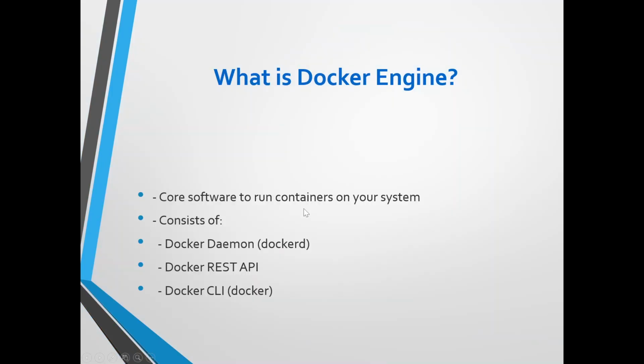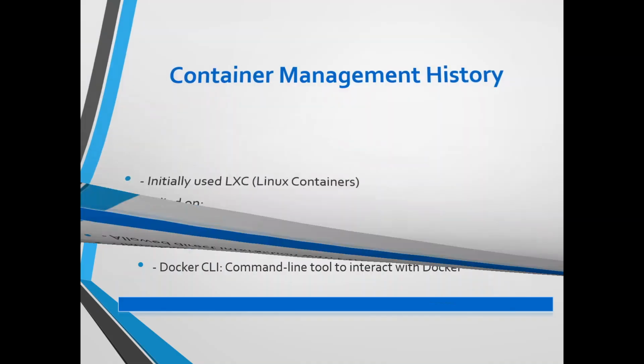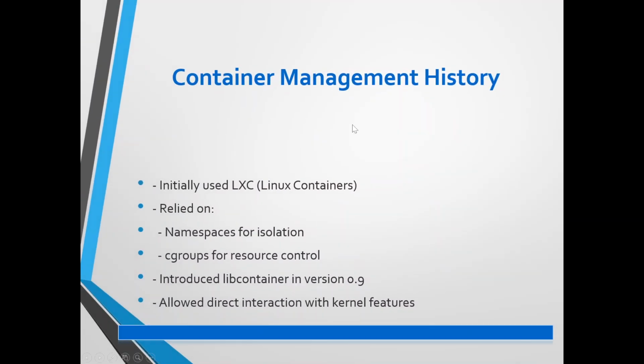Next, we'll understand the container management history, after the Docker engine components we saw. In the beginning, Docker used LXC. LXC is Linux Containers for container management. LXC uses Linux kernel features like namespaces to isolate processes, and next it uses cgroups to limit resource usage. Here you can see namespaces for isolation and cgroups for limiting resource usage.